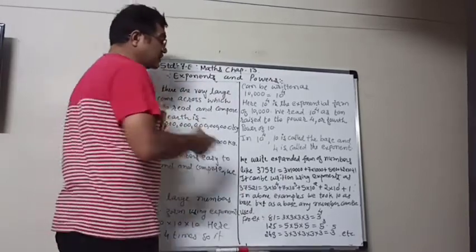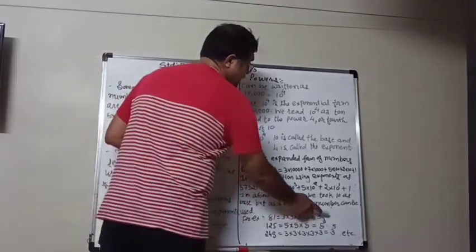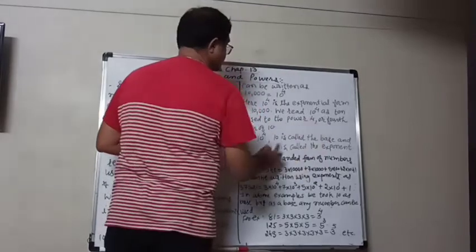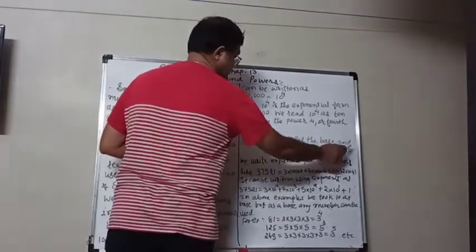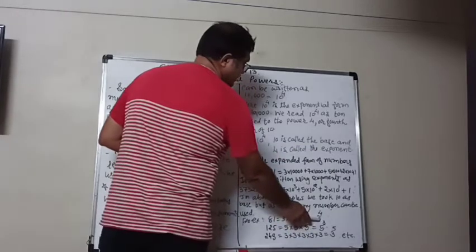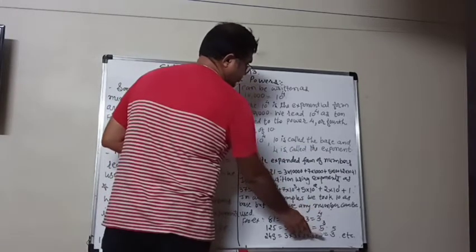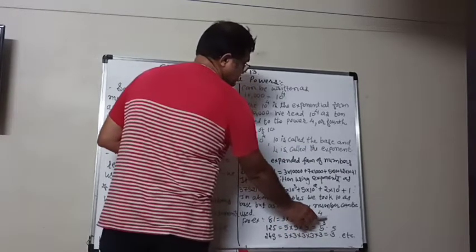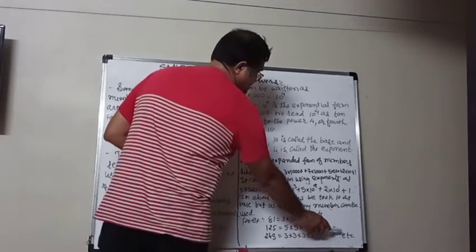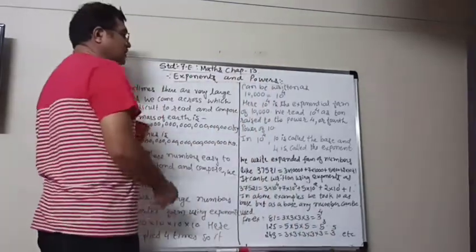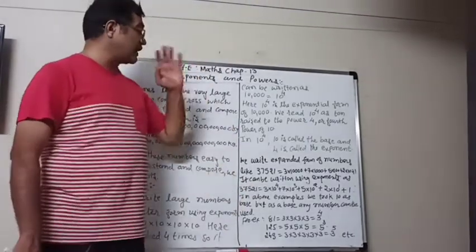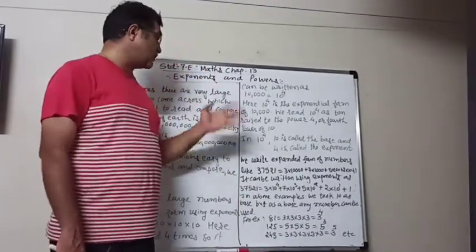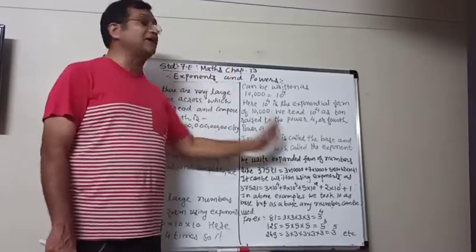So here you can see that 3 is the base and 4 is the power, as we wrote down. 10 is called the base, 4 is called the exponent. So here 3 is base, 4 is exponent, 5 is base, 3 is exponent, 3 is base and 5 is the exponent. So in this way we can write down the number in a short way in its exponential form.